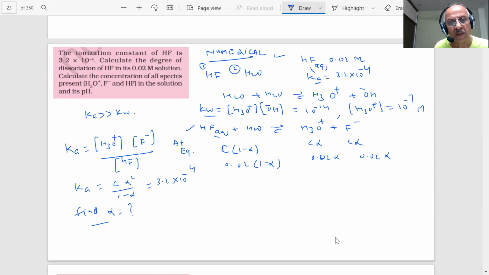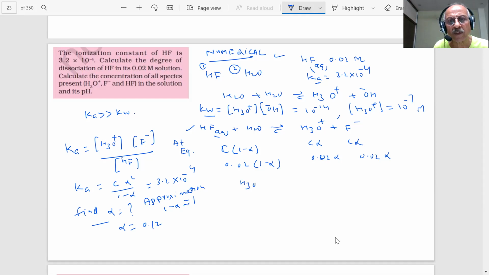We will get alpha as 0.12. In order to make the calculation in the exam, I don't see that they will ask you to solve a quadratic equation, because then it will be too time consuming for the students. Therefore, we may make an approximation here, 1 minus alpha equal to 1. If I take that, then I can find the value of alpha. What is the alpha coming then? 0.12.